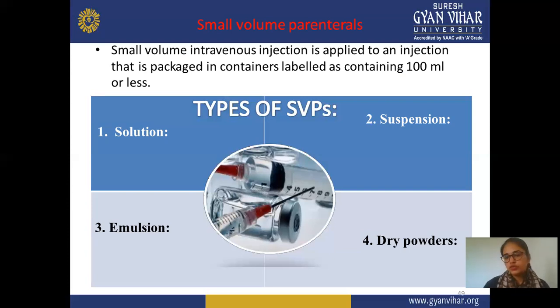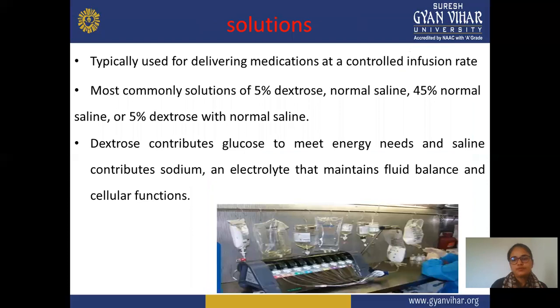In this, first is solution. A solution form is available for small volume parenterals, second is suspension, third one is emulsion, and fourth one is dry powder. So these are the 4 types for small volume parenteral: solution, suspension, emulsion, and dry powder. Now we discuss these one by one.